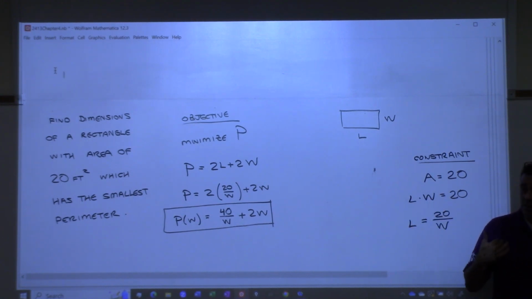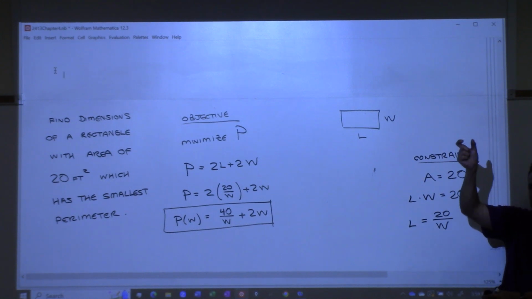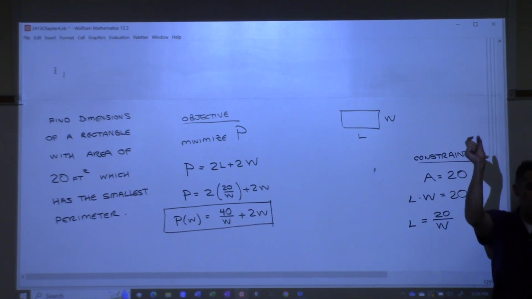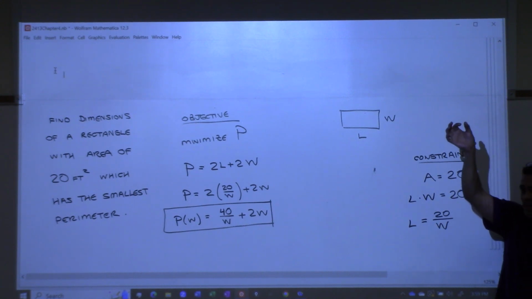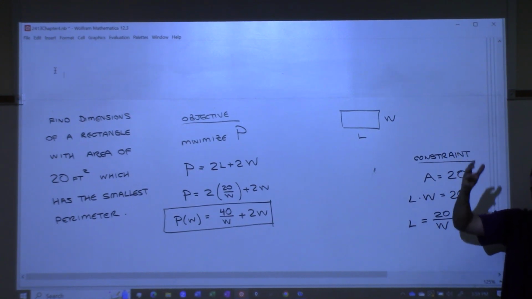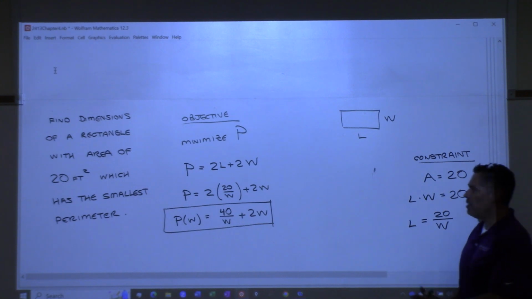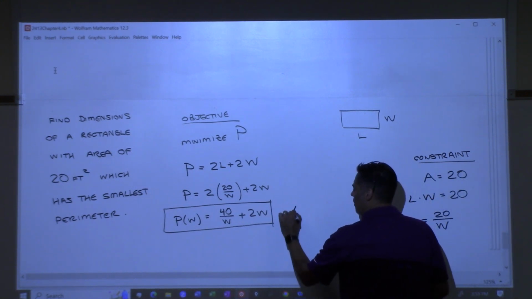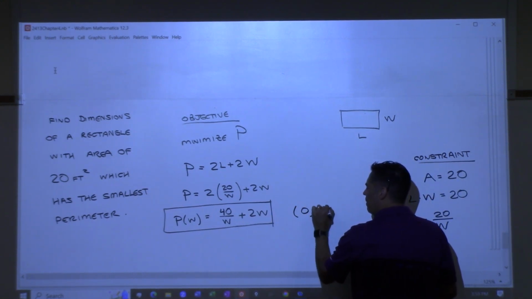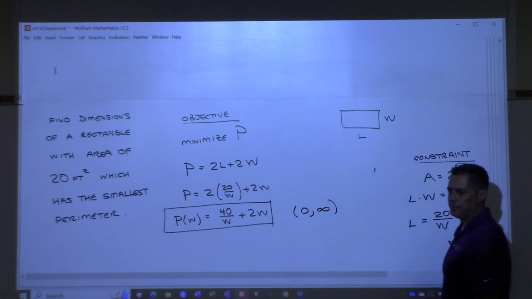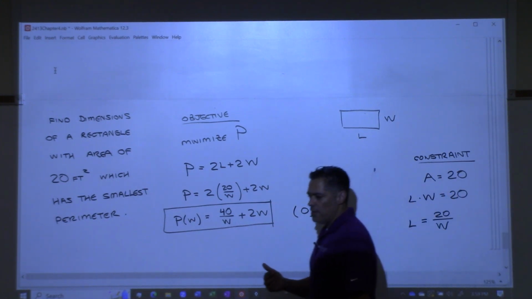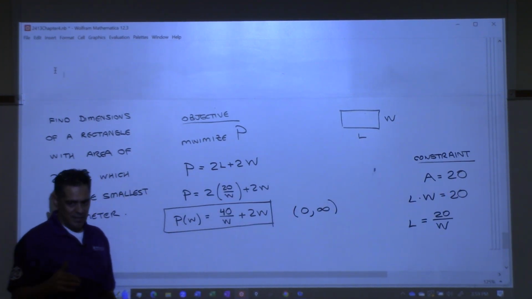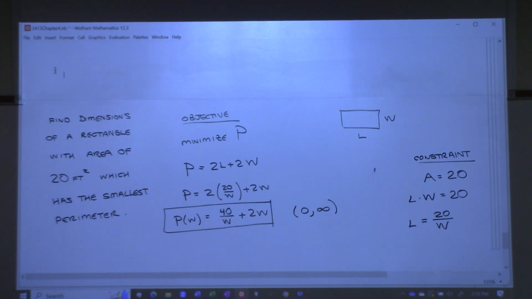Is there a maximum size for W? Was there a maximum size for L? Remember, I did 200 by 1/10. Could I have done 2,000 by 1/100th? Sure. Could I have done 2 million times something? I could have. So there is no restriction. All I know is that my W can't be 0, and it can be as big as I ever want it to be. And you cannot use the closed interval method for this. You see? The problem itself is going to dictate which of the two methods you're going to use.